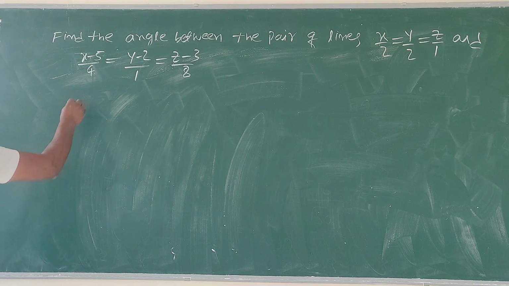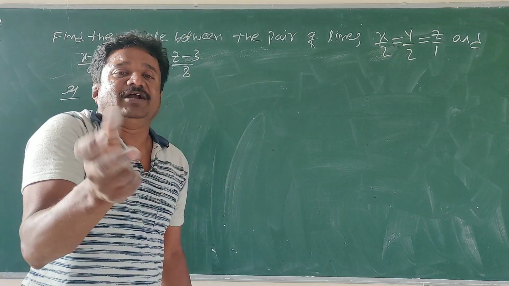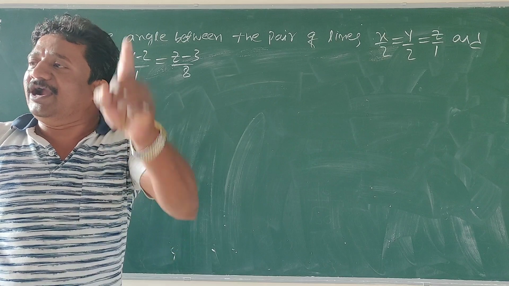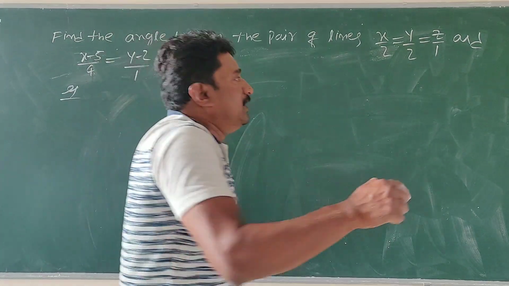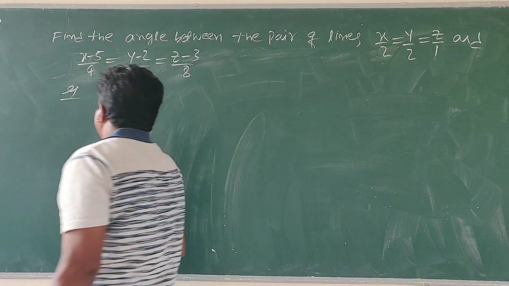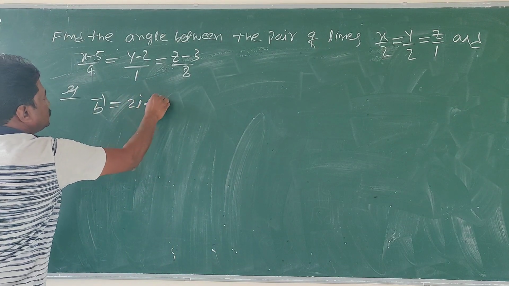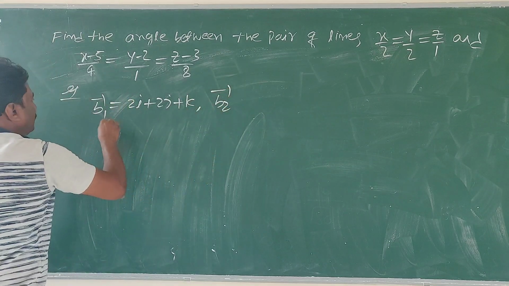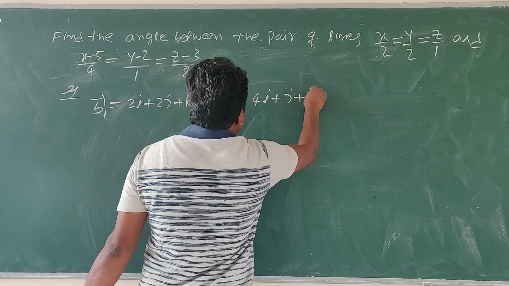It's so easy question. Students, let them write whatever they wish. For cos theta, we need vector b1 and vector b2. Where is vector b1 available? It is in the denominator. Vector b2, again it is in the denominator. Correct. So vector b1 is 2i plus 2j plus k. Vector b2 is 4i plus j plus 8k, right?